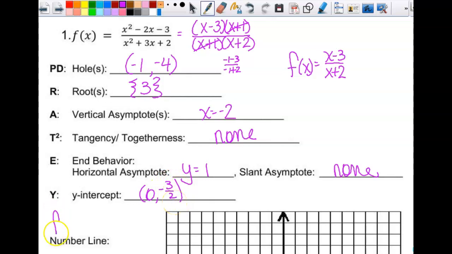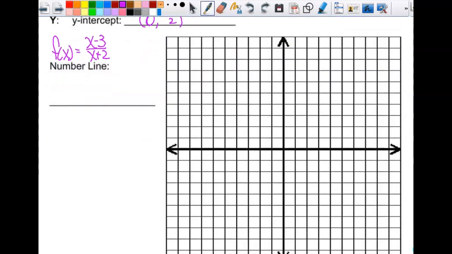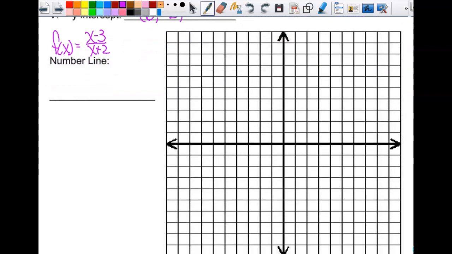And then since I'm about to scroll, I'm going to rewrite this so I can see it once I scroll. This is x minus 3 over x plus 2. Okay, so on my number line, I have to put my asymptotes and the roots. So I'm going to have a -2, a +3. The 3 is a 0, so it's closed. This is an asymptote, so it's open, right?